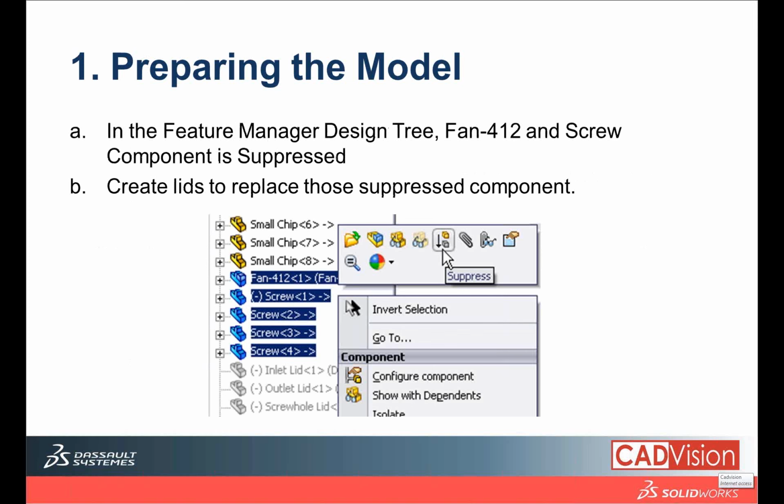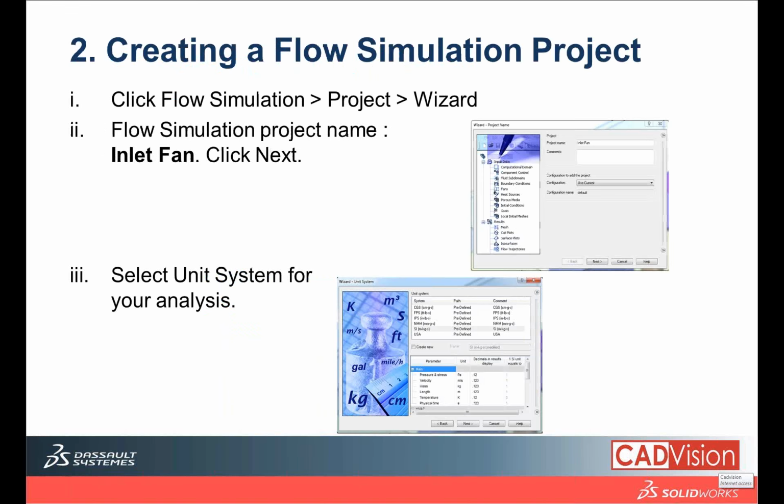We are still in preparing the model. As you can see here, in the design tree, the fan 412 and all the screws are suppressed, or excluded from the study. Of course, if you suppress them, it will leave holes in your enclosure. So what we do is create a lid to replace those suppressed components, to make sure it is still an enclosure. Lids are simply extruded profiles that cover the holes.